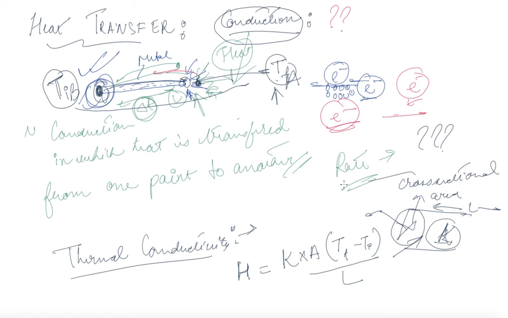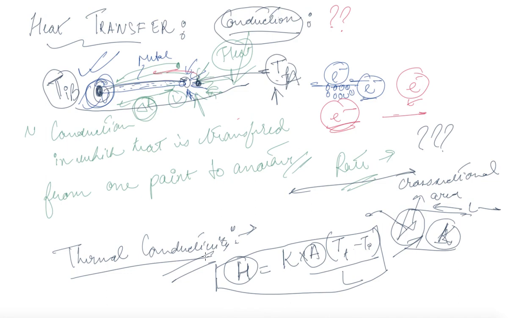Now when the length increases, the heat flow decreases, but when the cross-sectional area increases, the heat flow increases, and when there is a huge difference in temperature, then also the heat flow increases. So this is the rate of heat flow in a particular material, which we have derived from our concept of thermal conductivity.